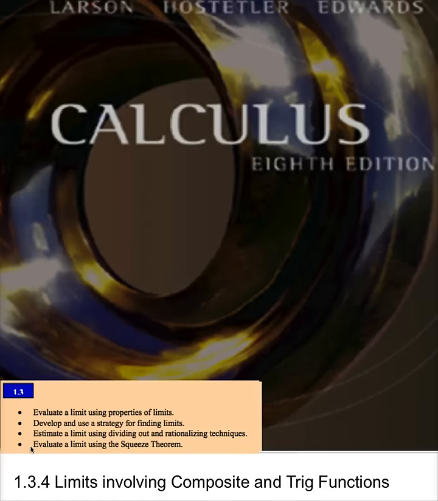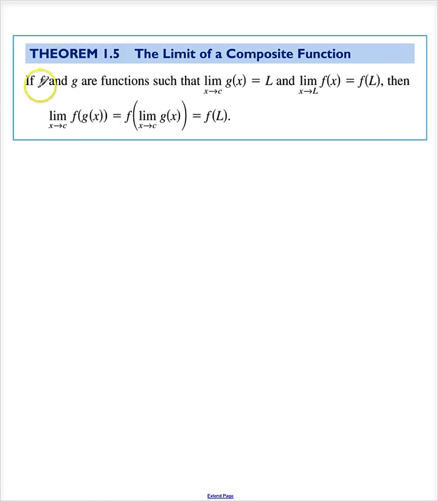Now let's look at some limits involving composite and trig functions. Suppose I have two functions f and g, so that the limit as x approaches c of g of x is equal to L, and the limit as x approaches L of f of x is f of L. You see how we did that translation there? Then the limit as x approaches c of the composite function f of g of x is equal to the function f applied to the limit as x approaches c of g of x, which is f of L.